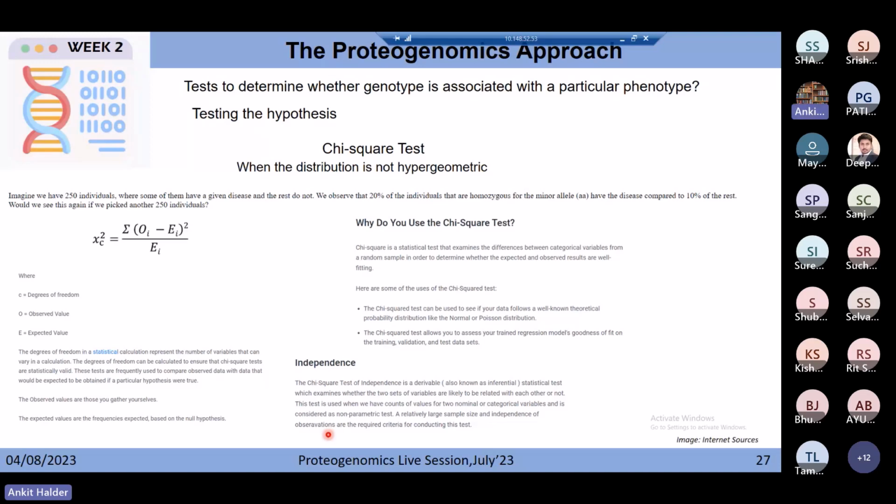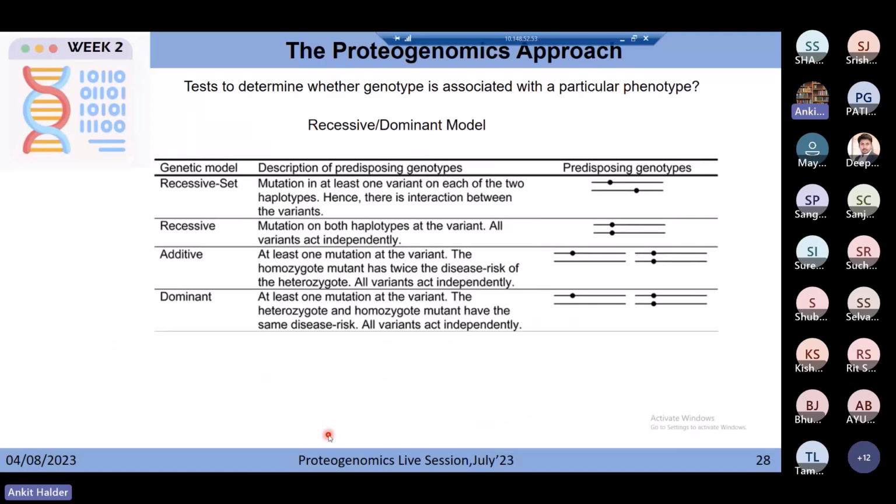Now, if we try to understand this in the context of our genotype and a particular phenotype, these are some of those models. This model is our recessive set model. Here, it says there is a mutation in at least one variant on each of the two haplotypes. So this is an interaction between the variants. So there is at least one variant on each of the two haplotypes, so there is an interaction.